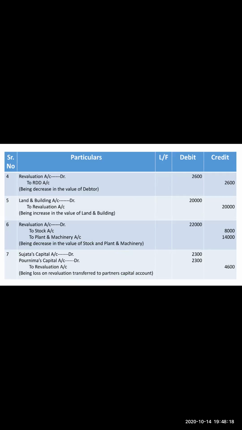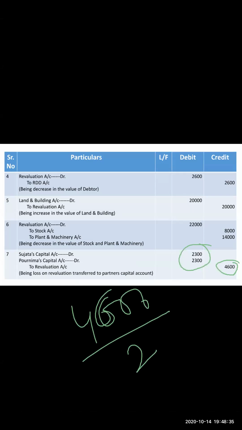right? कितना loss find out किया हमने? 4,600 and now it is divided among the old partners old ratio में. तो उनका old ratio क्या है? Equally, यानी 1:1. That's why this 4,600 has been divided into 2. ठीक है, equal है which means 2. तो 2 के हिसाब से the answer will be 2,300. So सुजाता के इसमें 2,300 and Purnima के इसमें भी 2,300.